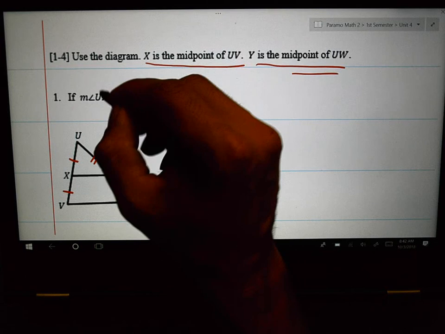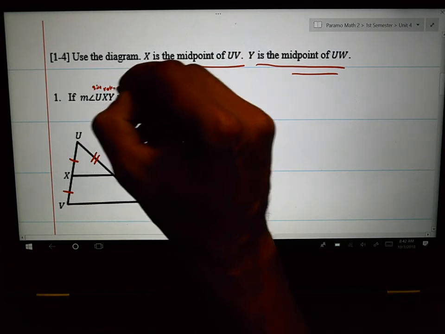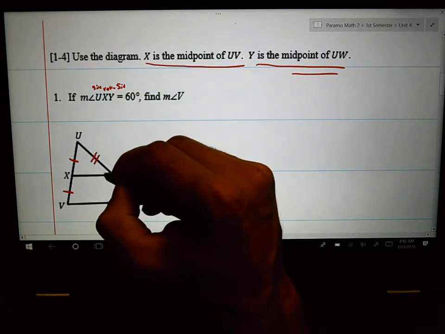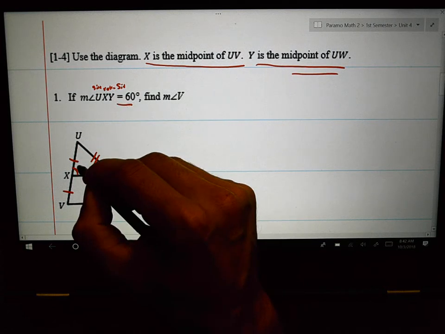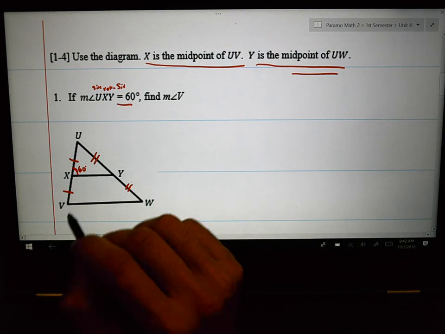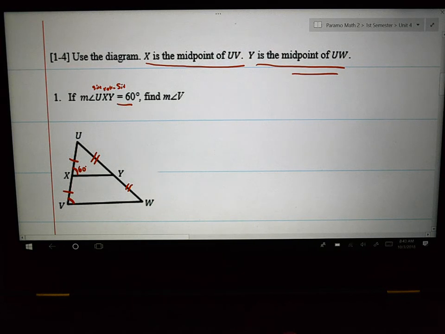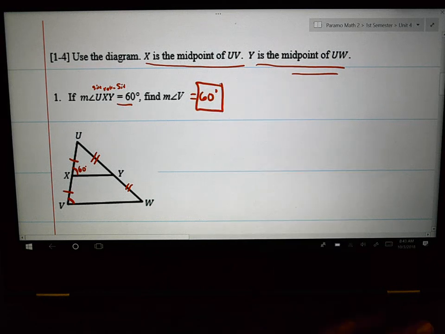Let's go with this first. This is a side, vertex, side. U, then X, then Y. A side, vertex, side, we're talking about this angle here is 60 degrees. And they ask us, what's the measure of angle V, this angle down here? If you know what the angle V's measurement is, say it out loud. You are correct if you said 60 degrees. I heard a bunch of you say the right answer.